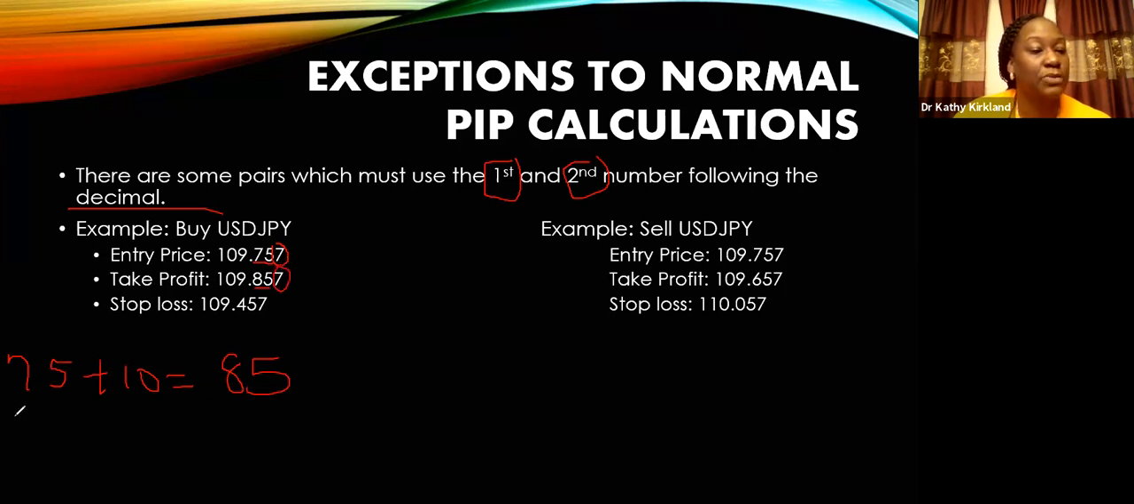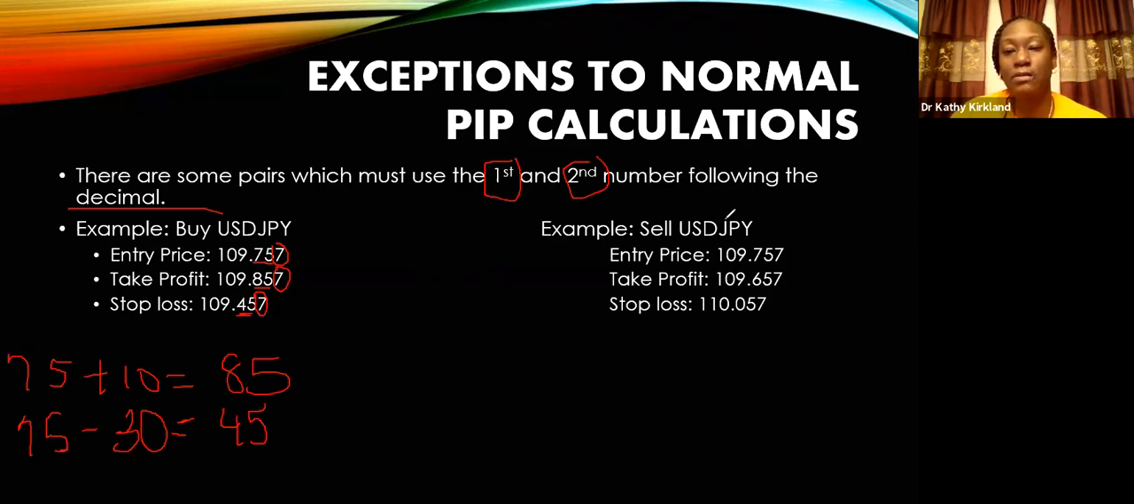For our stop loss, we would still go back to entry price and we would do 75 minus 30, because that's the stop loss. And we would get 45. We would take the 45 and put it in the first and the second number behind the decimal place. Keep the 7 the same. So we would have a stop loss of 109.457.